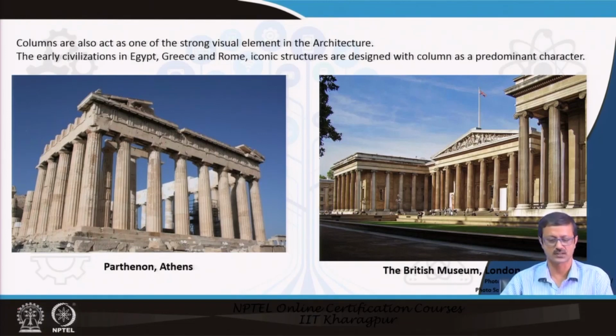You see these two pictures, one is the Parthenon in Athens, which is the early example, and another one is the British Museum in London, which is also an example of a building. Those buildings, in the first look, have prominent columns, mega columns. I can say that such huge, tall columns give you an impression of the building, and it creates an iconic structure kind of feeling.